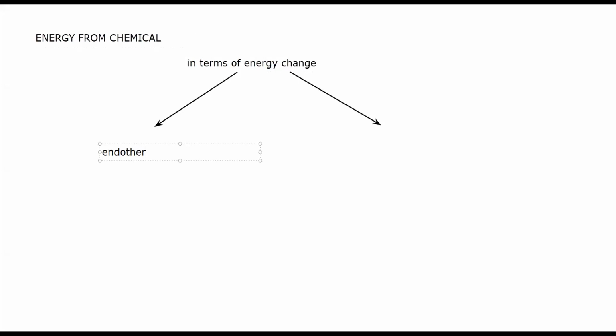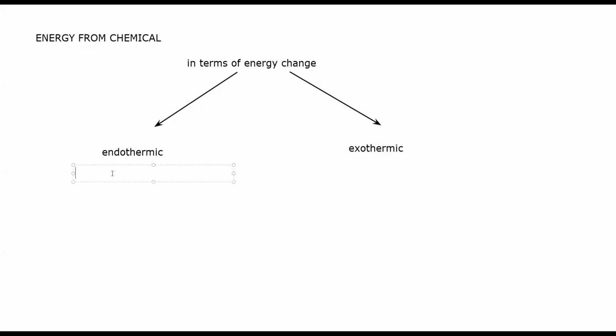So, energy from chemicals, in terms of energy change, the reaction can be classified as endothermic or it can be exothermic. So when an energy change occurs in a chemical reaction, the reaction can be classified as endothermic or exothermic.